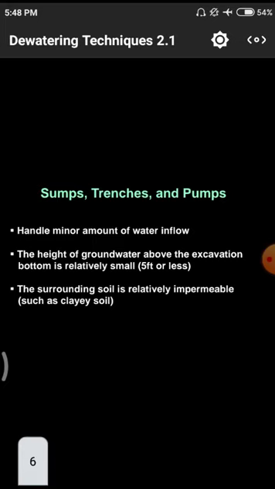Next one, surrounding soil is relatively impermeable. What is permeable? The soil which has voids, and the voids have a capacity of absorbing water or any other air, so that those are permeable layers. Impermeable means there is no quantity of voids, so the soil doesn't allow water or any other matter into the structure due to this impermeable property.